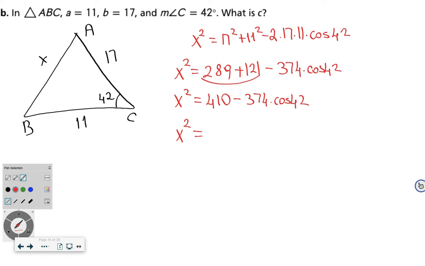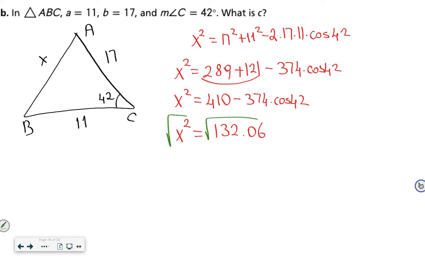Alright, let's do it. 410 minus 374 times cosine 42 will be equal to 132.06. If we take square root of both sides, x will be equal to square root of 132.06 is 11 point, if you round to the nearest tenth, 11.5 will be your answer. And this is your answer. So C is 11.5.